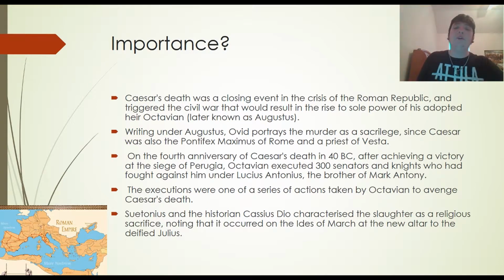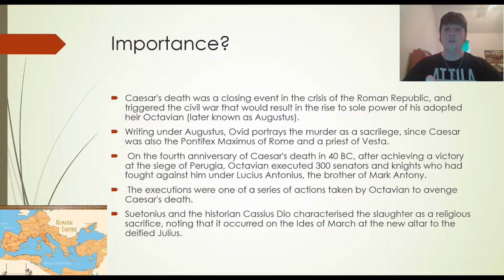Writing under Augustus, Ovid portrays the murder as a sacrilege, it's heresy, because Caesar at the time was the Pontifex Maximus of Rome, and he was also a priest of Vesta. So they had killed a holy man and a priest of the gods. So this was just heresy for killing him.